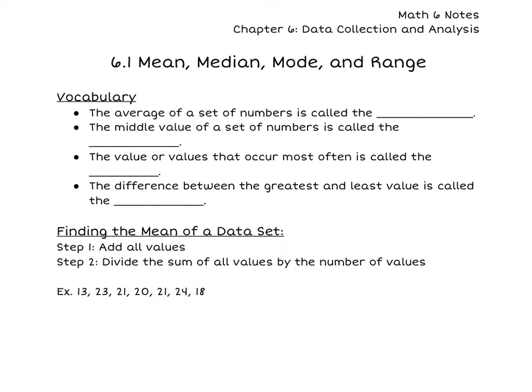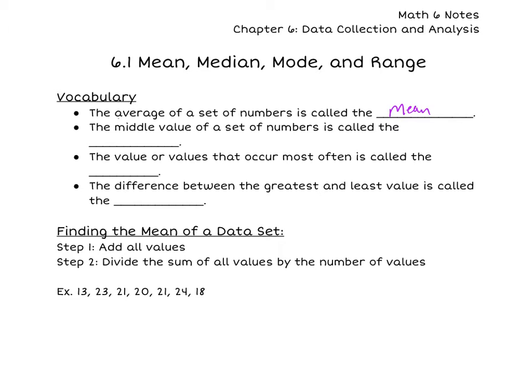So 6.1 is all about mean, median, mode, and range. The first thing we're going to do is go through some vocabulary, and we're just going to do one of these at a time. We'll do a vocabulary word, then we'll do some examples with it. Then we do a new vocabulary word, and we'll do more examples. So the average of a set of numbers is called the mean.